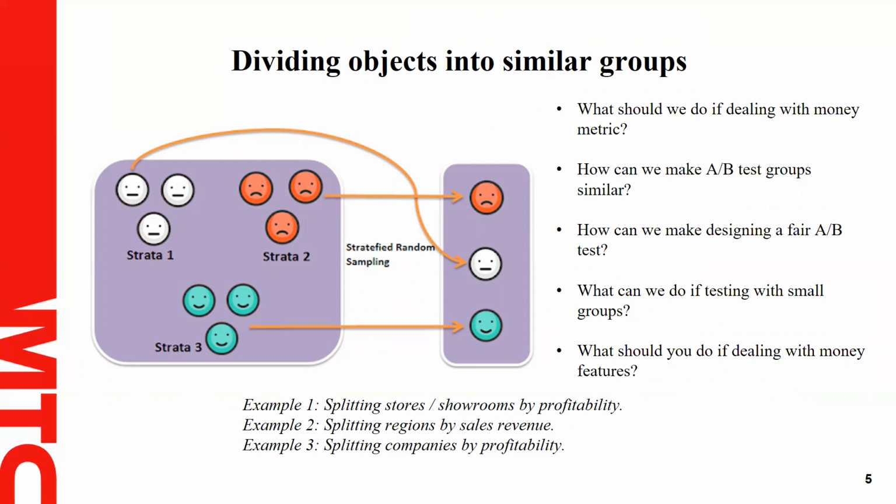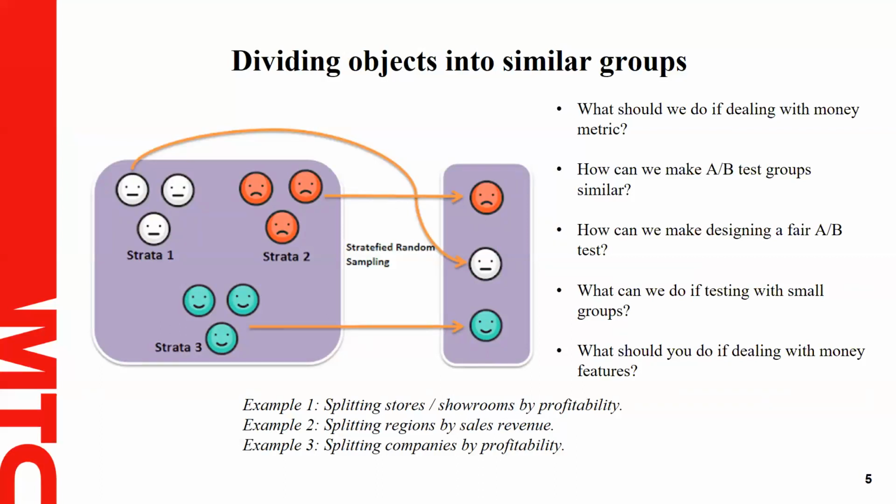In a particular case, stratification is just an example of when we want to make sure that the subsamples have the same class distribution as the original sample does. But we can face difficulties linked with money metrics. It can be tricky to make similar groups because of this. Also, our groups are small and the factors by which our groups should be similar can also be some kind of money metric. As an example, consider the case when we want to split stores by profitability, regions by income, companies by profitability, and let's look at 4 algorithms that will help us to solve our problem.